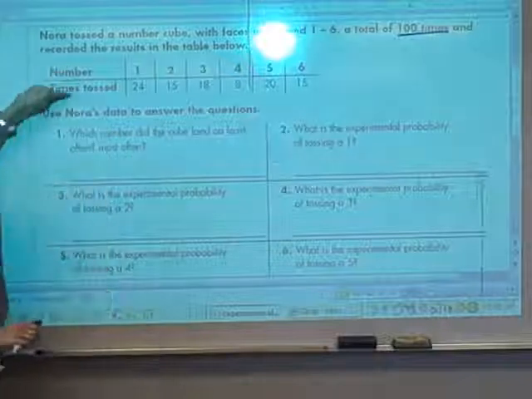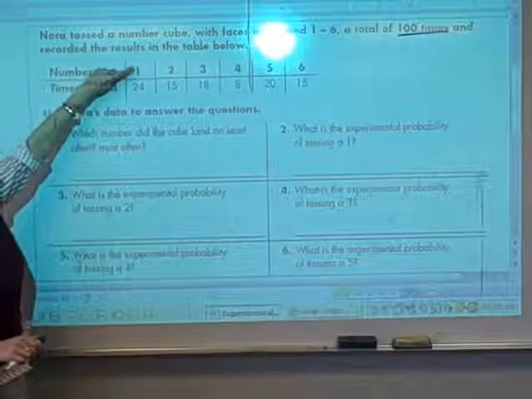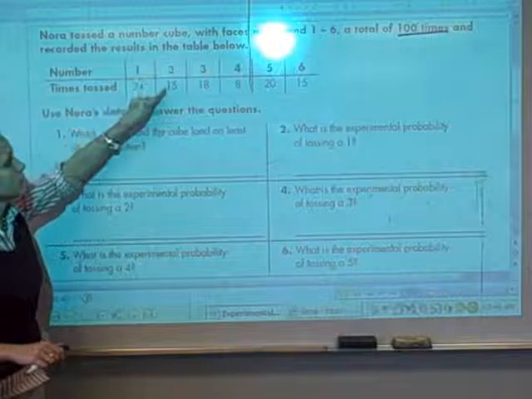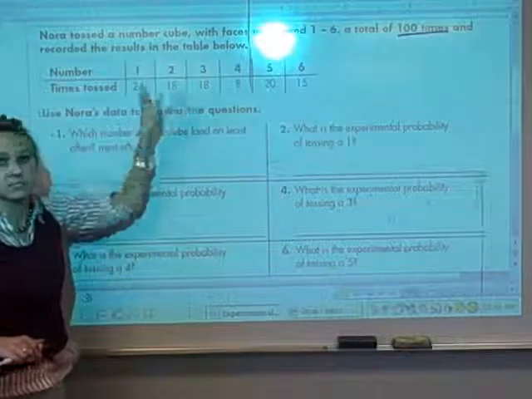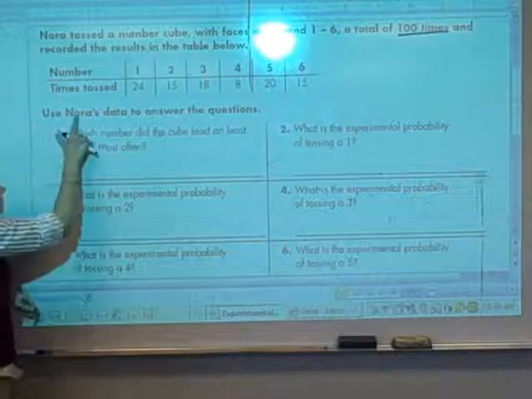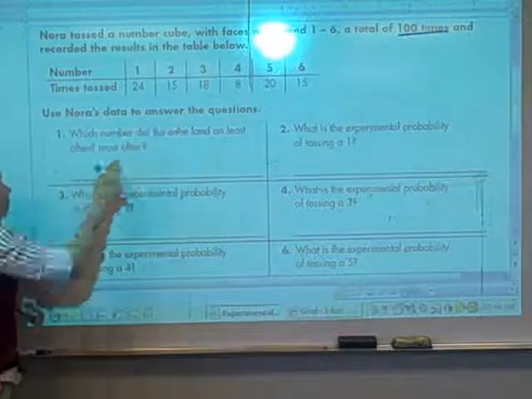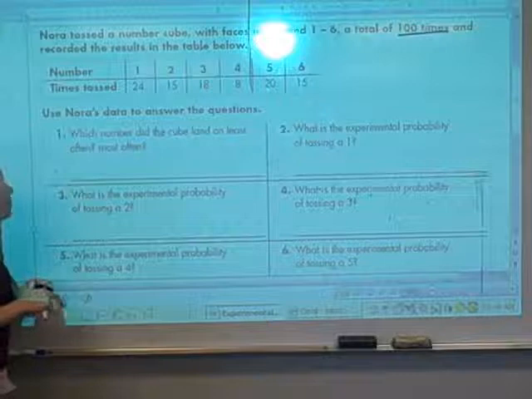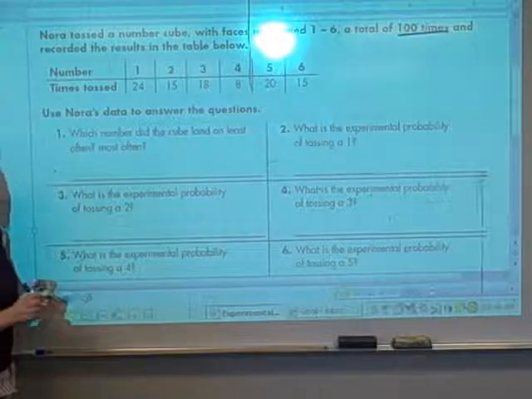So let's just remember that our table here, this tells me that I rolled the number 1 24 times. I rolled the number 2 15 times, rolled the 3 18 times, so on and so forth. So the directions say use Nora's data to answer the questions. Our first question, which number did the cube land on least often, most often?